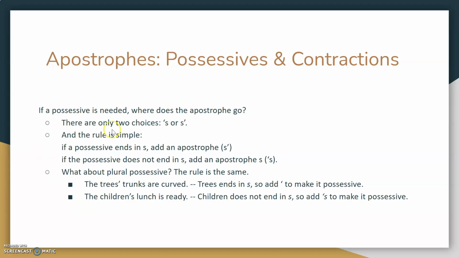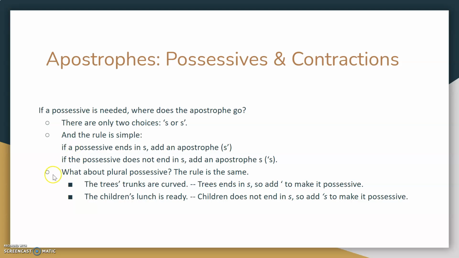All right. So this is once you've decided the word is possessive, where do I put the apostrophe? This is the rule that you want to come back to over and over again. If the word ends in S, add an apostrophe. If the word does not end in S, add apostrophe S. Yes, you have to memorize that one rule, but once you've memorized that one rule, you're golden. You should be fine with this.